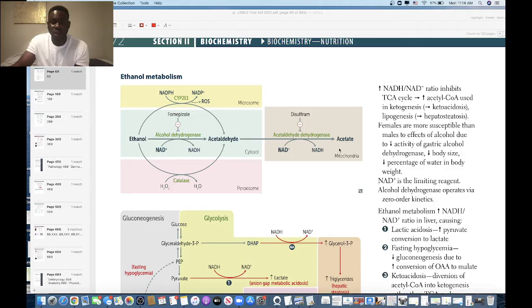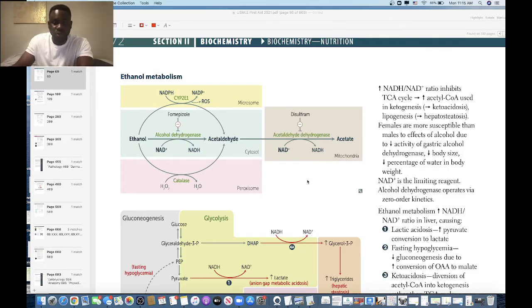Now you have to know that the end products here are usually toxic, but the most toxic one is acetaldehyde. It can be toxic to the cell, so we must continue to break it down into acetate. It's toxic in that they say it burns like fire. That's how I remember it: acetaldehyde can burn like fire.